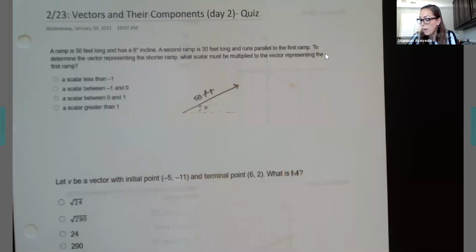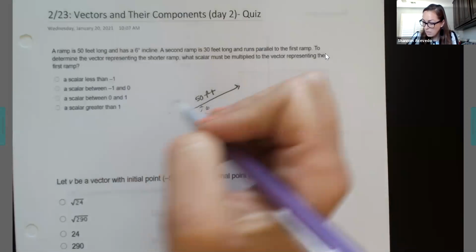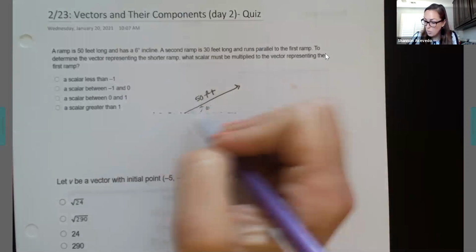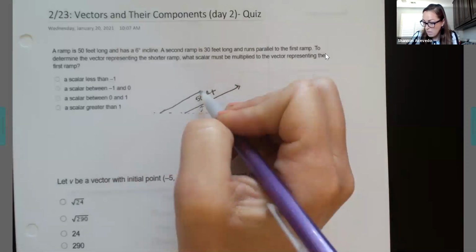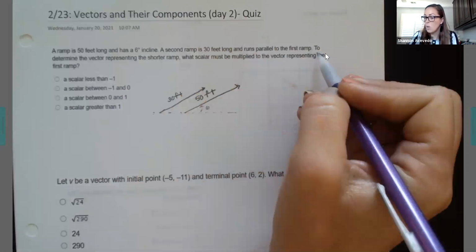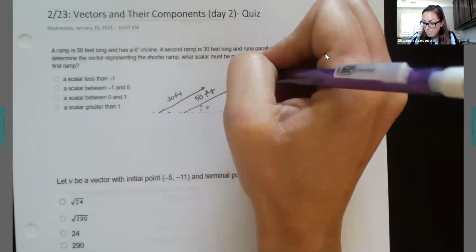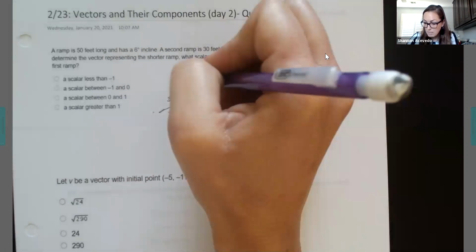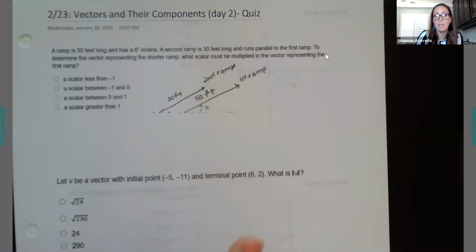It says a second ramp is 30 feet long and runs parallel to the first ramp. So I have another ramp that's going to be 30 feet long, and it runs parallel to this. So I could say I have this ramp right here, and it's 30 feet, parallel to the first ramp. So this is my first ramp, and this would have been the second ramp. And I want to point out why that's going to be important.